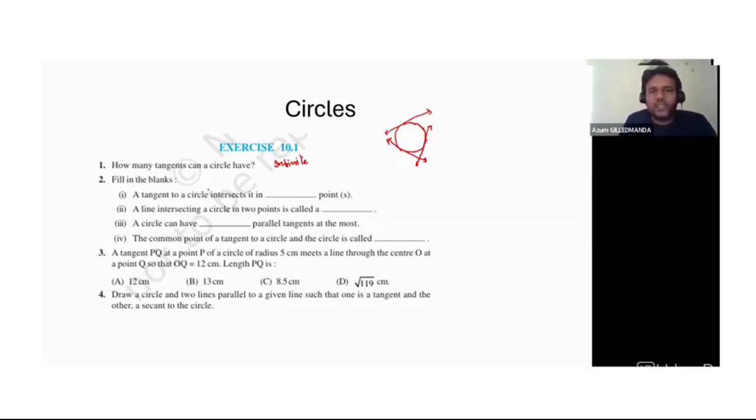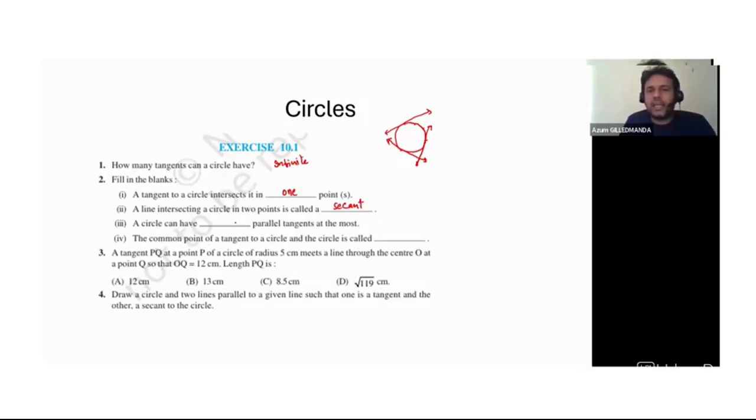Fill in the blanks. A tangent to a circle intersects it in dash points. How many points does it intersect? At only one point. That's what we learned. A line intersecting a circle in 2 points is called what? A secant, we learned. That's a secant.